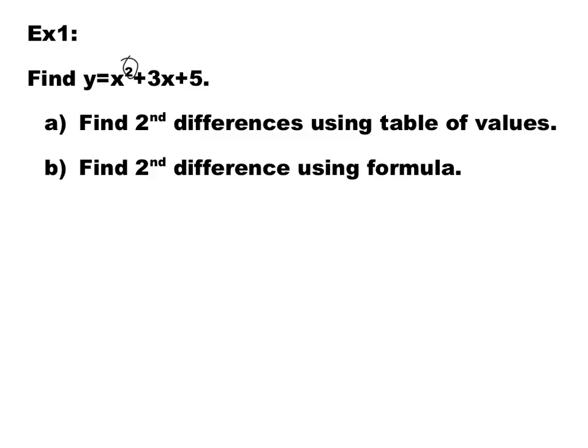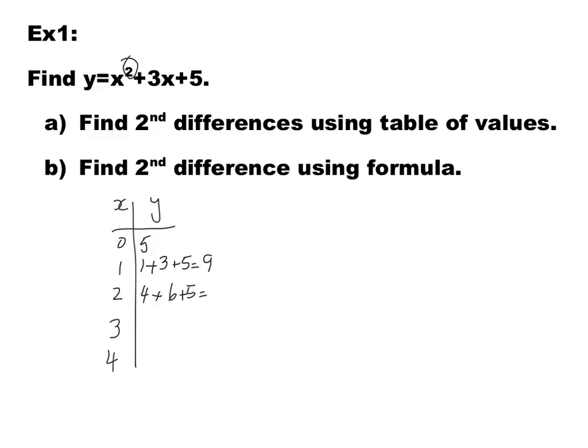Okay, so what we're going to do first, we're going to make a table of values, let's say for values 0, 1, 2, 3, and 4. When x is 0, y is 5. When x is 1, y is 1 squared, which is 1, plus 3 times 1 is 3, plus 5, which is going to give you 9. When x is 2, 2 exponent of 2 is 4, plus 3 times 2 is 6, plus 5 is 15.